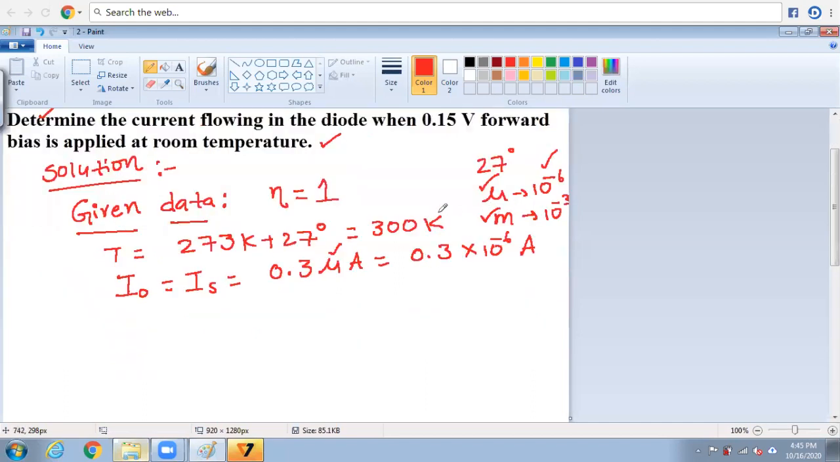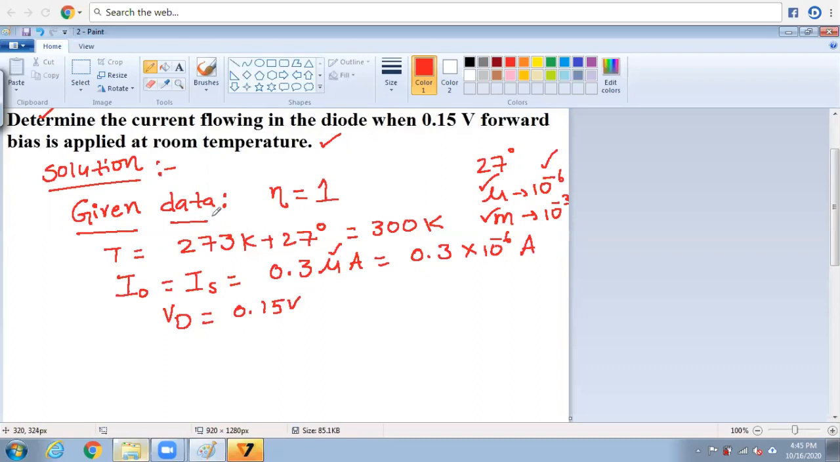Now, what the examiner asked here is to determine the current flowing in the diode when 0.15 volts is applied. So VD equals 0.15 volts. This is the VD value. Now this is the given data.